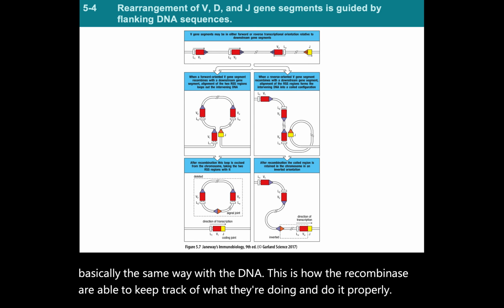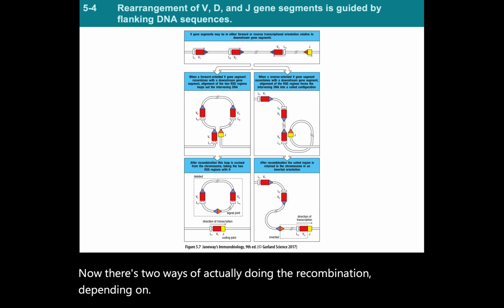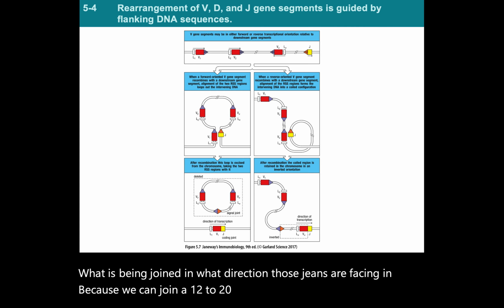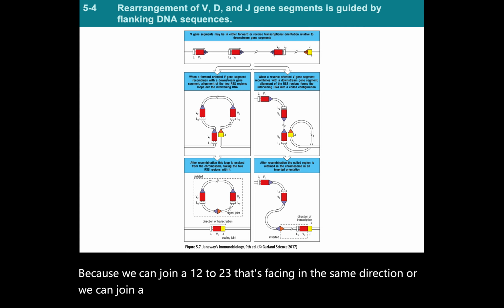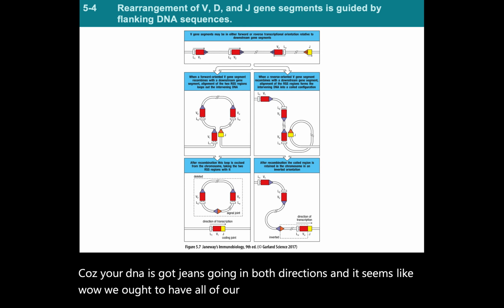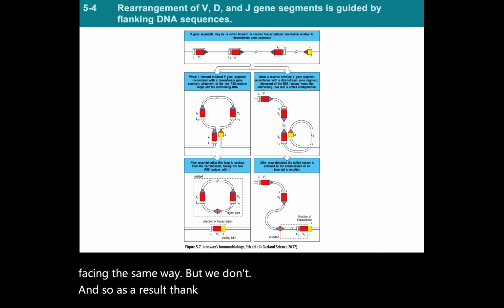Now, there's two ways of actually doing the recombination depending on what is being joined and what direction those genes are facing in, because we can join a 12 to a 23 that's facing in the same direction, or we can join a 12 to a 23 that's facing in the other direction on the DNA, because your DNA's got genes going in both directions. And it seems like, wow, we ought to have all of our genes for this particular process facing the same way, but we don't. And so as a result, thank goodness, the recombinase has a way to deal with this.